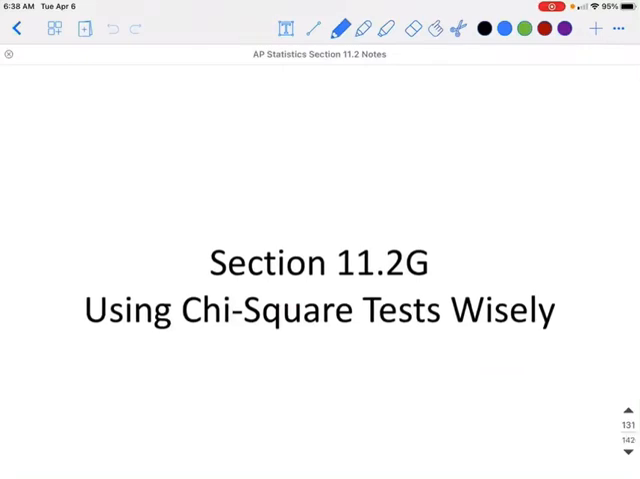This is section 11.2, part G, using chi-square test wisely.